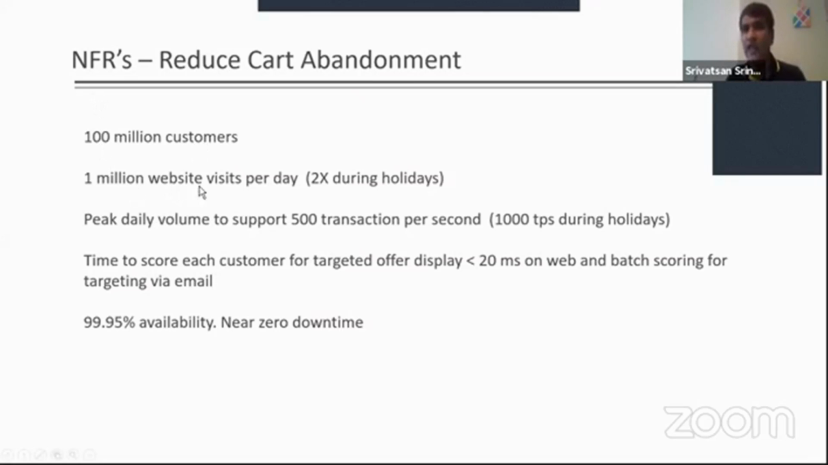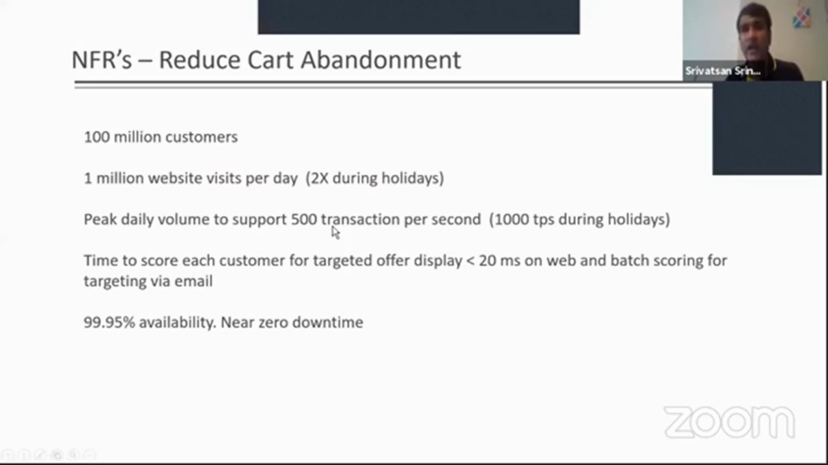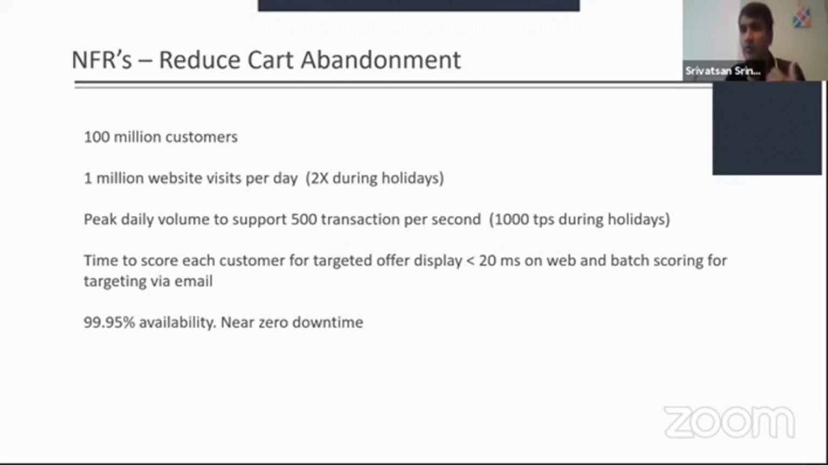So I have 1 million websites per day. Sorry, the peak daily volume I need to support is 500 transactions per second. That is in parallel. Every second I will get 500 transactions. And during the holiday season, say like Amazon Prime Day, you will get around 1000 TPS during holidays, or during Thanksgiving and other seasons.